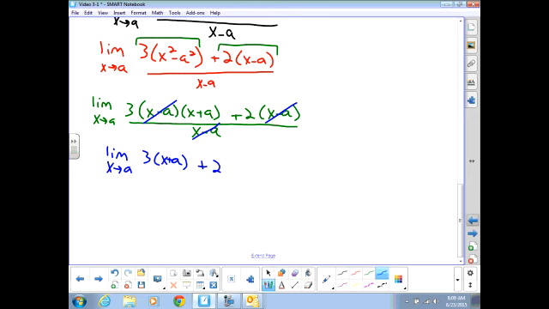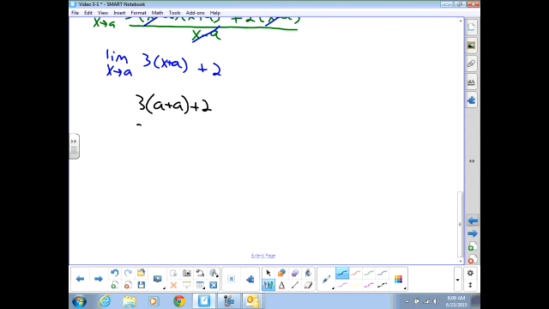We now have something we can do direct substitution with. So wherever we see an x, we'll replace it with an a. Again, when you make that substitution, you no longer have a limit. Well, this is really 3 times 2a plus 2, which is really 6a plus 2, which is the same thing we got from the other method.